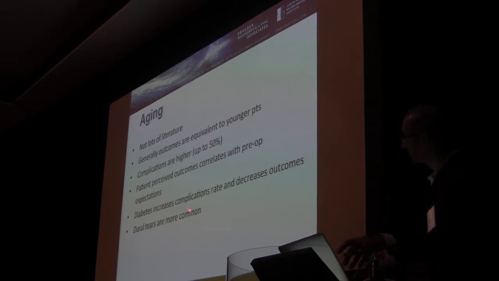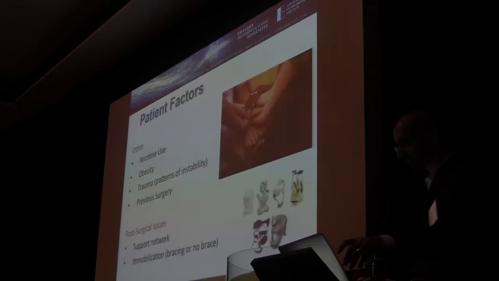Diabetes, a lot more of that going on, but then dural tears, the dura lining of the spinal cord becomes very thin as you get older. Much more high propensity for dural tears to occur. Other factors, nicotine use and obesity, I'm going to touch on those two as well individually.